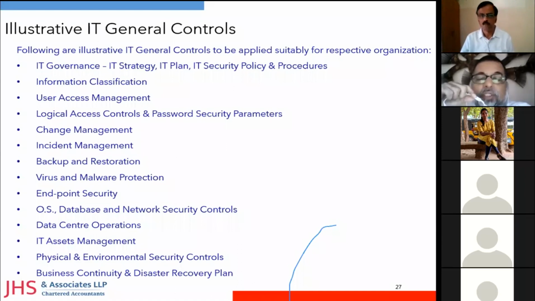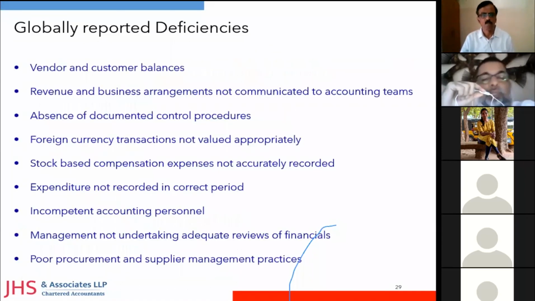As far as the last section of my presentation, I have summarized for you certain globally reported internal control deficiencies that have been reported by auditors in USA, in India, as well as other regions. These are the typical internal control deficiencies that have been qualified in internal financial control over reporting. It's a brief summary which will give you an idea of what are the vulnerable processes that you should safeguard against or check while you are testing the internal financial controls.